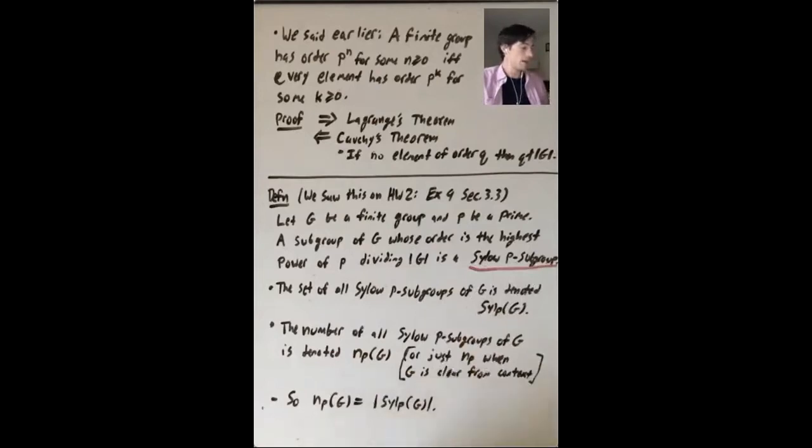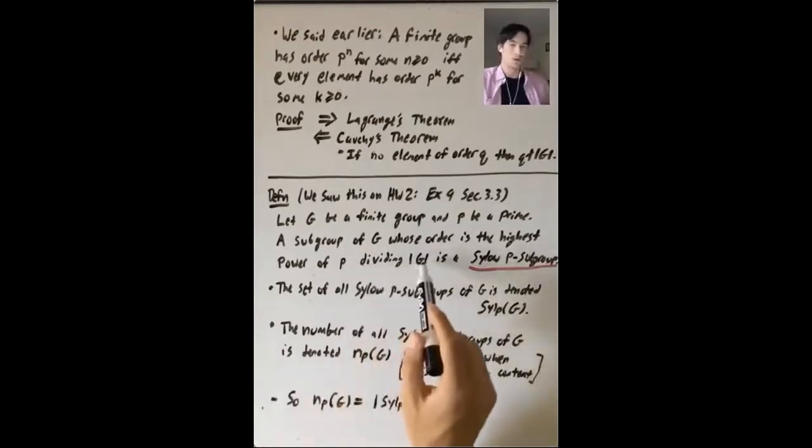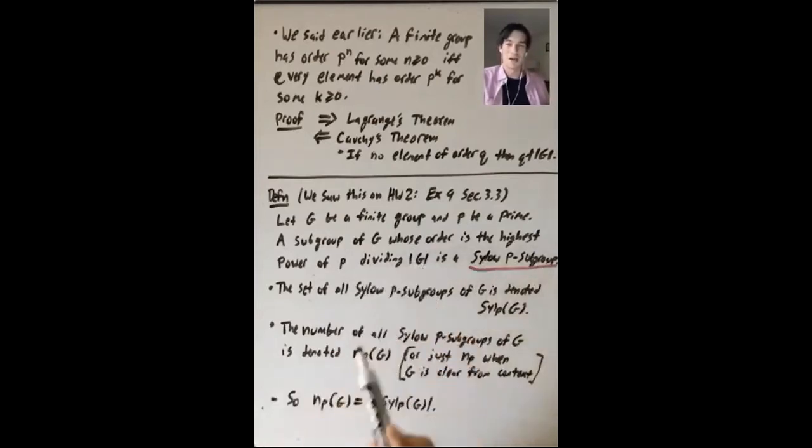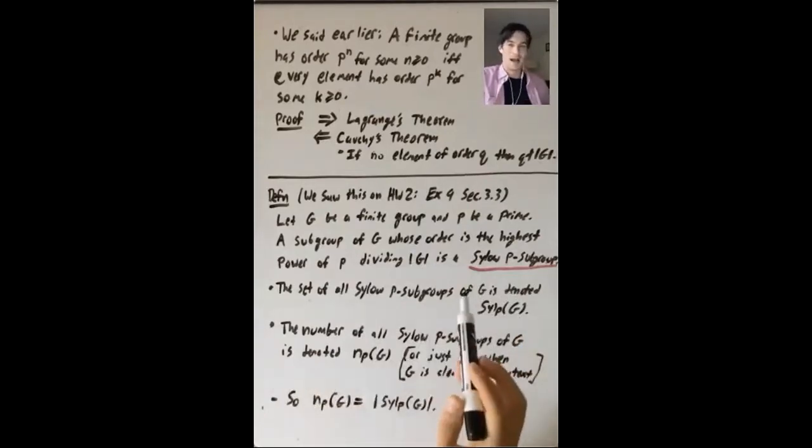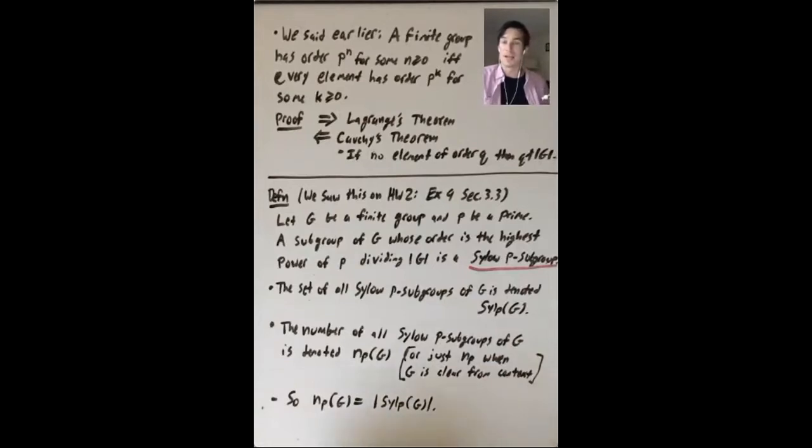And let me note that if you have a prime that doesn't divide the order of G at all, then the highest power of P dividing the order of G is P to the 0, which is 1. So in some sense, the trivial subgroup is a Sylow P subgroup for all of the primes that don't divide the order of G. But this is not so interesting. So when we talk about Sylow P subgroups, we're only going to talk about it in the case that P is a prime dividing the order of the group.